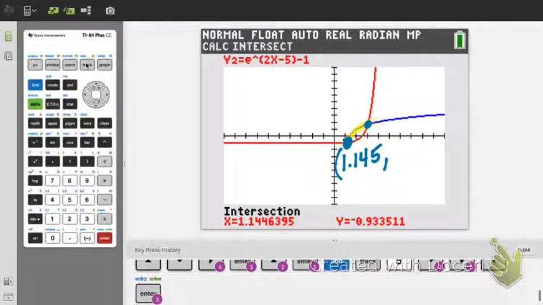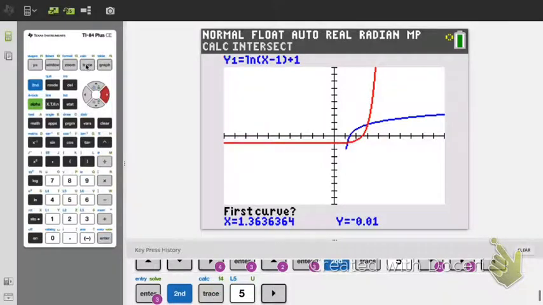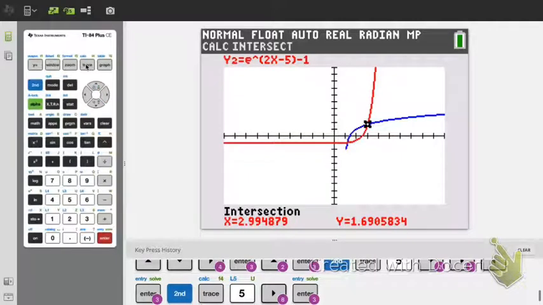So second, trace 5, scroll over here, and you get 2.995. So 1.145 to 2.995. And then that should be your answer.